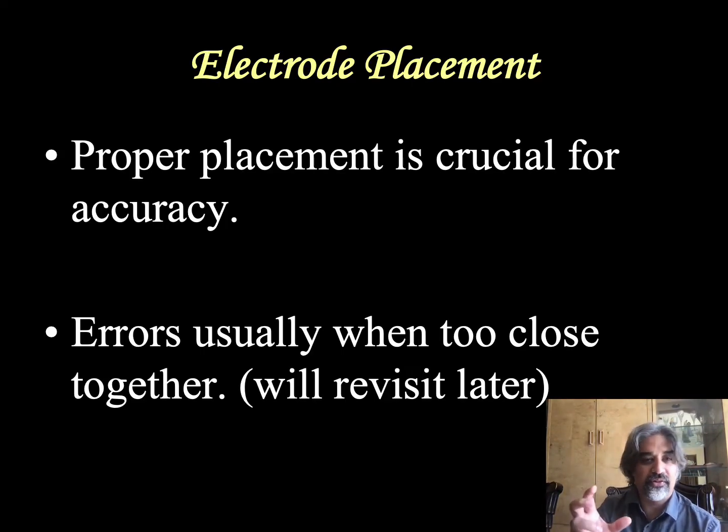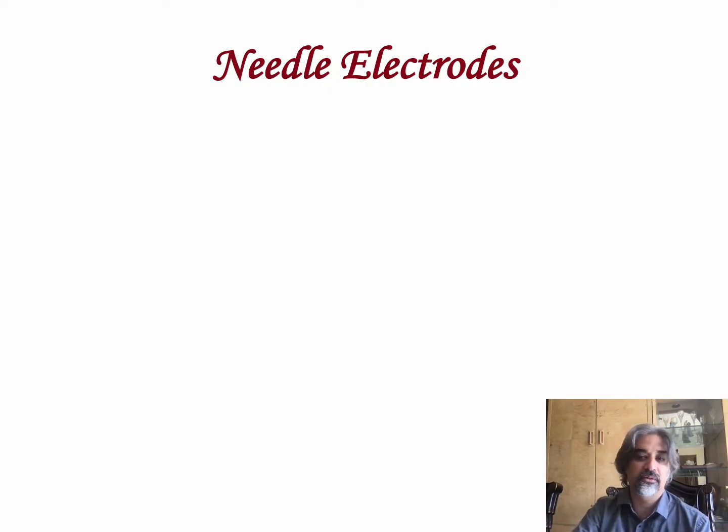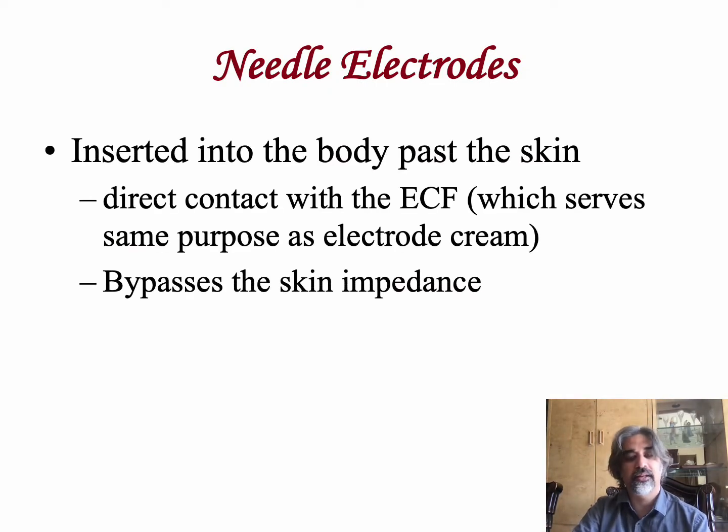So when you have surface electrodes, you have to be very careful of where you're putting them. If you put them too close together, you can have issues. If you put them too far apart, you can have issues. So to totally bypass the resistor of skin, you can stick a needle into the body's volume conductor. This places it in direct contact with the extracellular fluid, an electrolytic solution which acts like the electrode cream or electrode gel of surface electrodes.